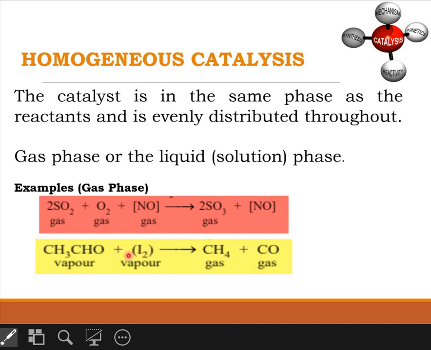So here acetaldehyde is in a vapor phase, your product methane is in a gaseous phase, and iodine is also in a vapor phase. So the catalyst is in the same phase as the reactants. In both cases, the catalyst is in the same phase as the reactant. So these two are very good examples of homogeneous catalysis.